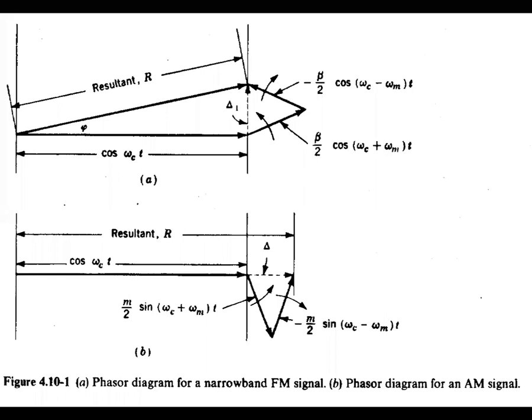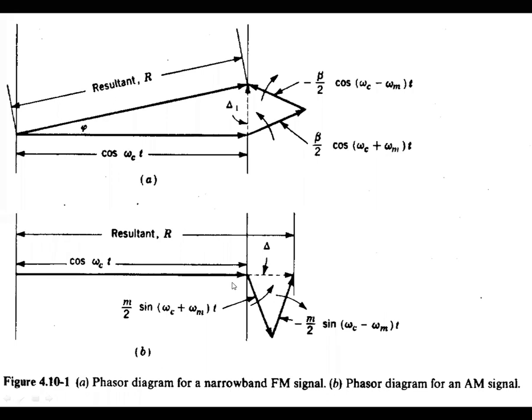Okay, so these sideband vectors make an angle, delta 1. Phi 1 is the phase angle of the resultant. For the resultant R and the carrier, the phase angle is phi. So this is the phasor diagram of narrowband FM.